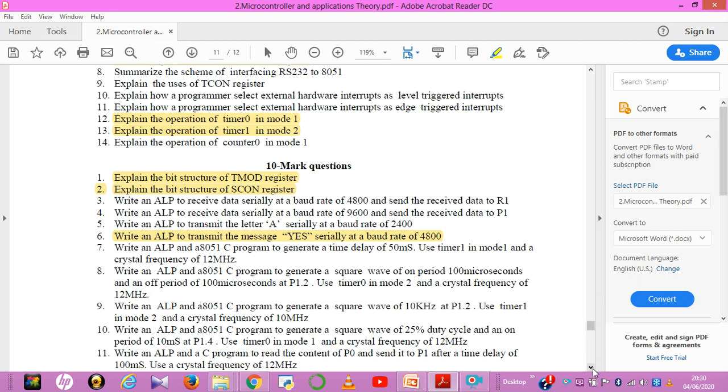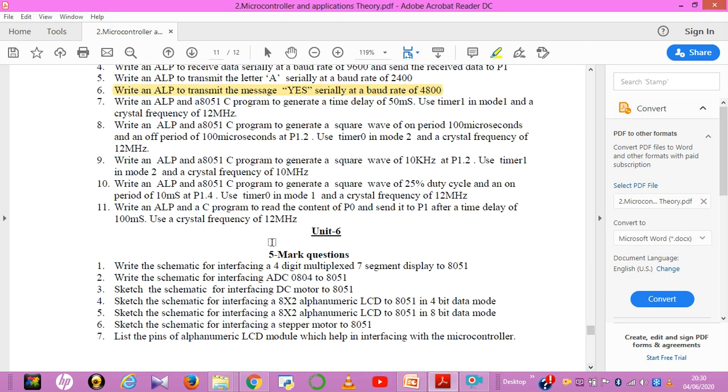Next, we'll go for the next program. Write an ALP and 8051 program to generate a square wave of 10 kHz at P1 using a timer in mode 2 and crystal frequency 10 MHz. Now we'll go for unit number 6.